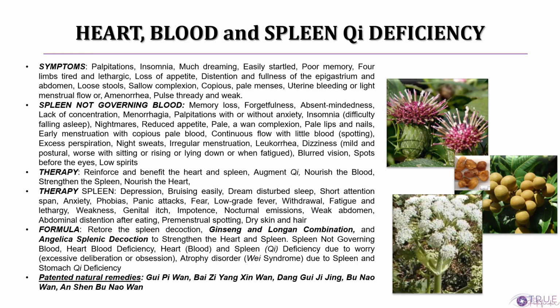When the spleen is not governing the blood, when you have heart blood deficiency, heart and spleen qi deficiency due to worries, for example caused by excessive deliberations or obsessions, atrophy disorder due to the spleen and stomach qi deficiency, we have some other patented medicines such as Gui Pi Wan, Bai Ji Yang Xin Wan, Dang Gui Ji Jing, Bu Nao Wan, and An Shen Bu Nao Wan.